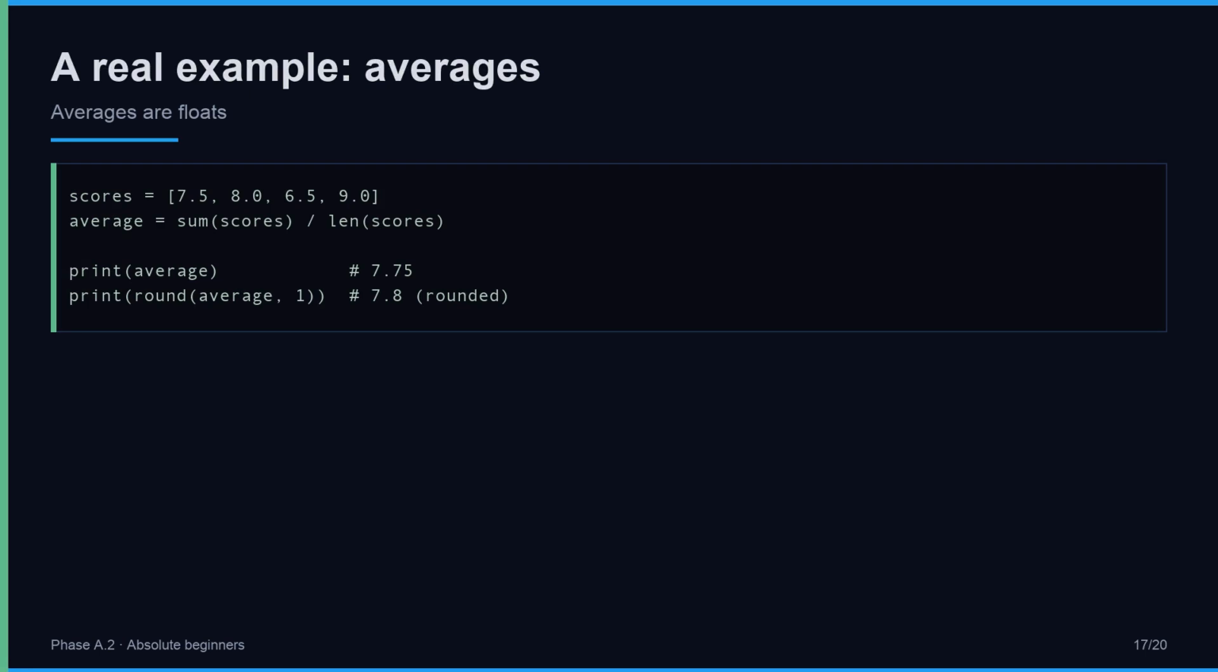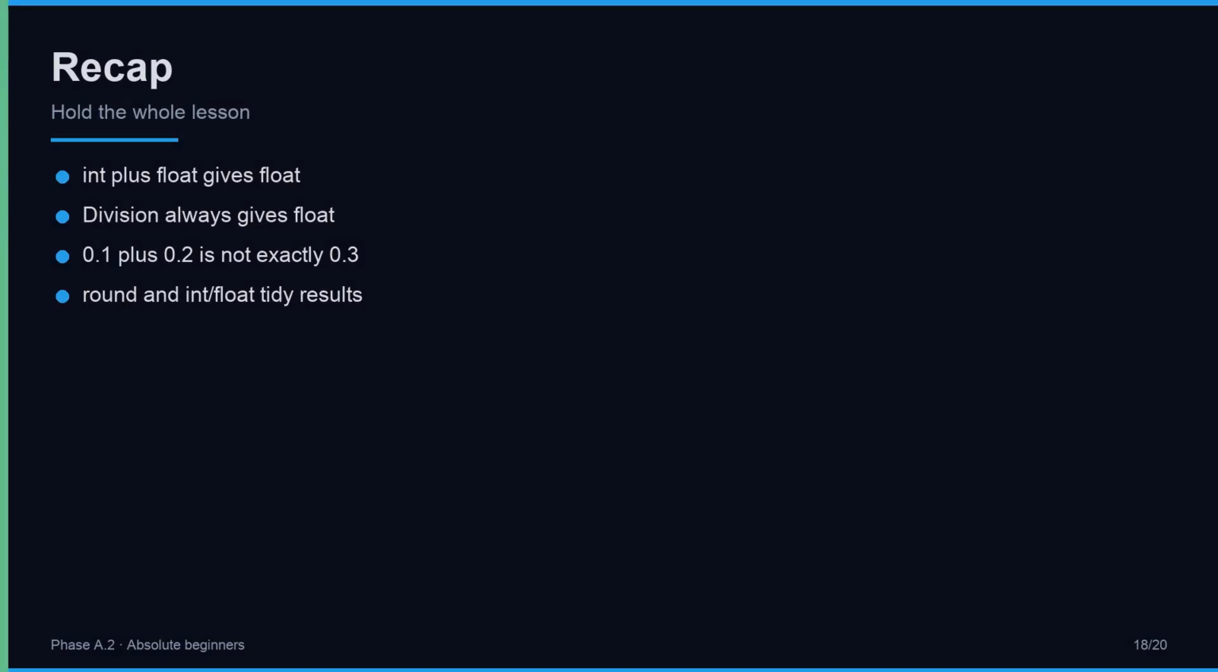One more real example, an average. We have 4 scores, 7.5, 8.0, 6.5, and 9.0. The average is the sum divided by the count, which gives 7.75. If we want a single decimal, round with 1 gives 7.8. Averages are everywhere, grades, ratings, temperatures, and they are almost always floats because dividing rarely lands on a whole number. This tiny example is the shape of a great deal of real data work. Averages are floats.